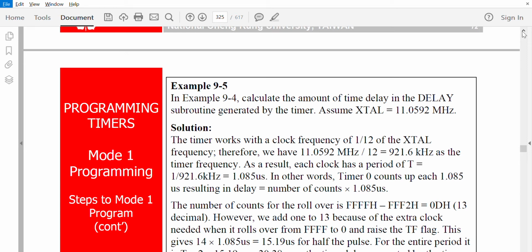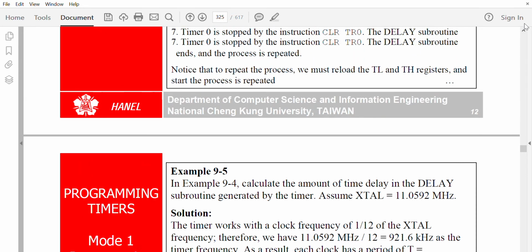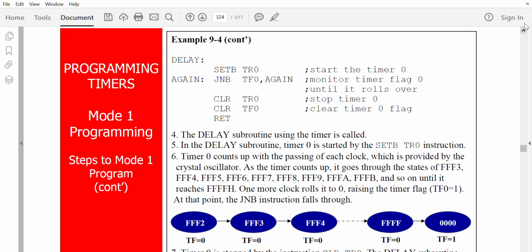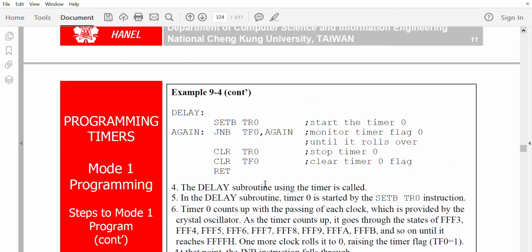Last video we talked about how to create a time delay using the timer. So now we have a question. In the previous example, calculate the amount of time delay in the delay subroutine generated by the timer. Assume the crystal frequency is 11.0592 megahertz. So the previous question is the last one we discussed.